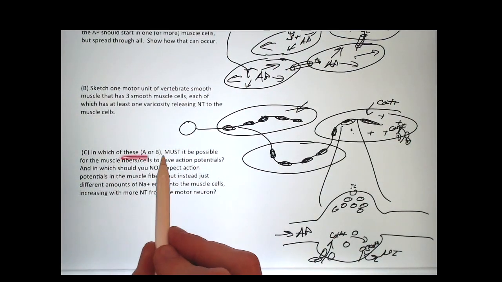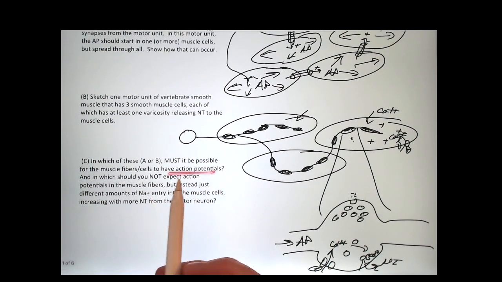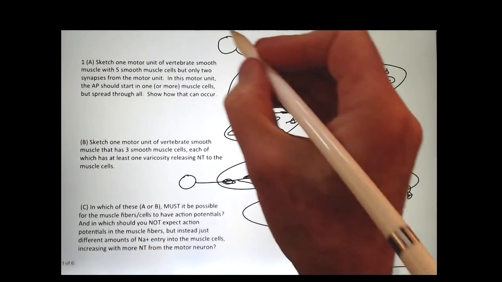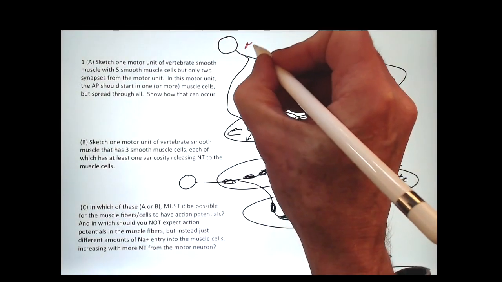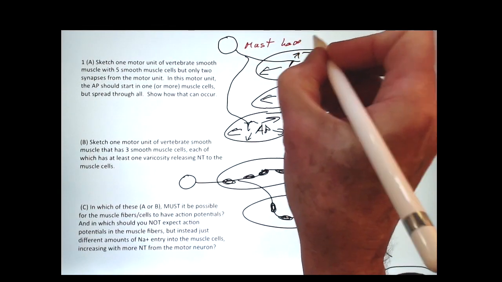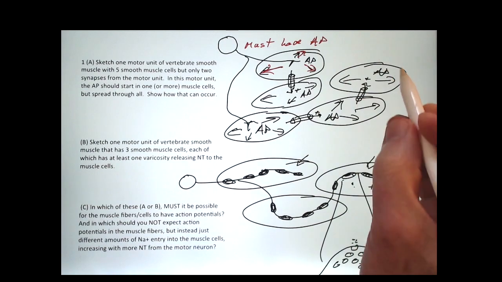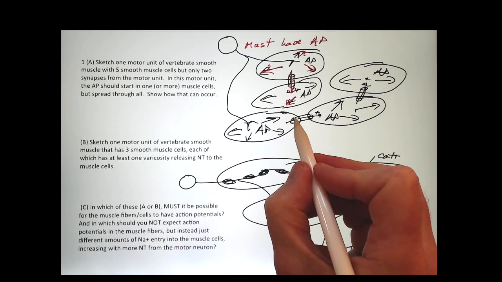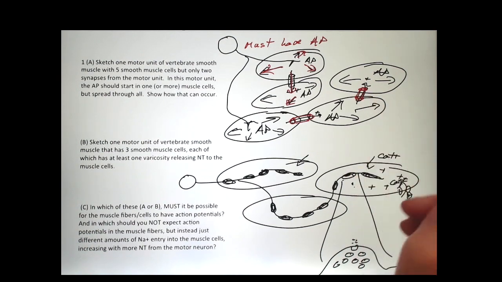Okay, so in which of these, A or B, must it be possible for the muscle fibers to have action potentials, and in which should you not expect action potentials and just different amounts of sodium entry into the muscle cells, increasing with more neurotransmitter from the motor unit? So this one must have action potentials because it's the only way for the information to spread through the whole cell. And it's the only way to get an action potential in a neighboring cell. They have to have action potentials, and the cells have to be connected by gap junctions for this to work.